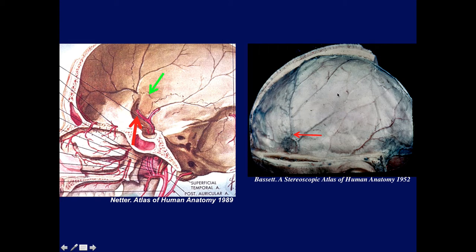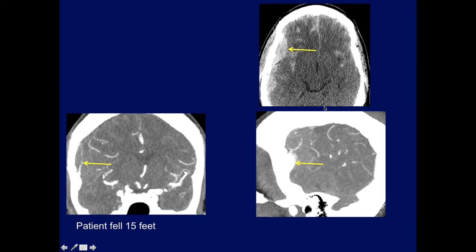Also, this dissection by Bassett, this is the intact dura. Notice that the middle meningeal artery branches run on the outer surface of the dura. Okay, what is this case and why am I showing it? Maybe for a resident. What is wrong with this patient? He fell from a height of 15 feet.